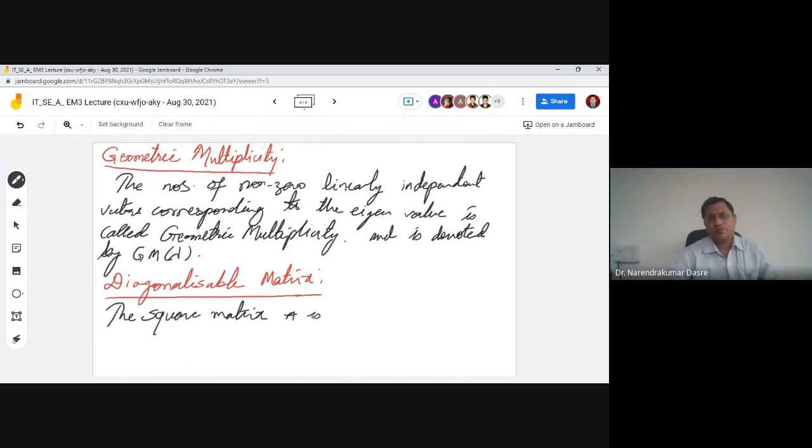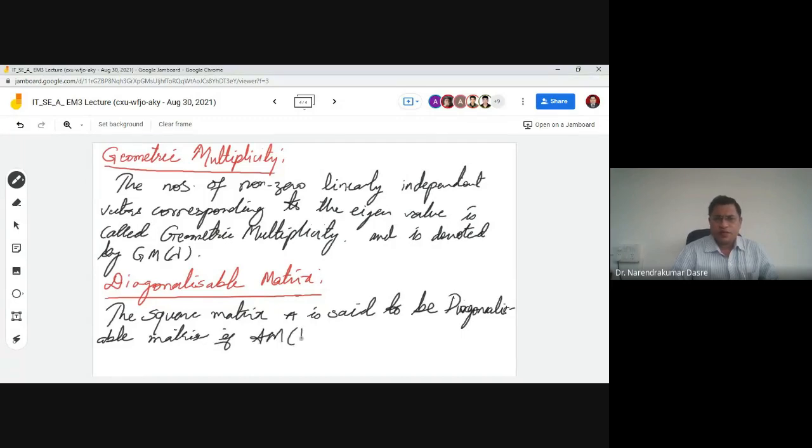A is said to be a diagonalizable matrix if the algebraic multiplicity of lambda I is the same as the geometric multiplicity of lambda I for all I.